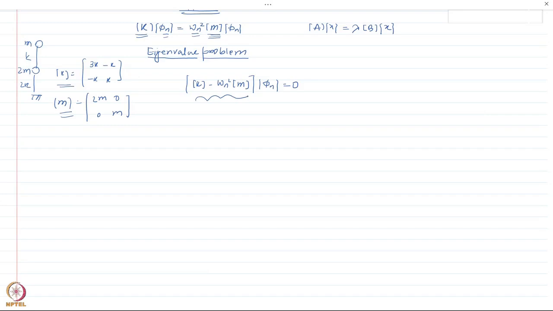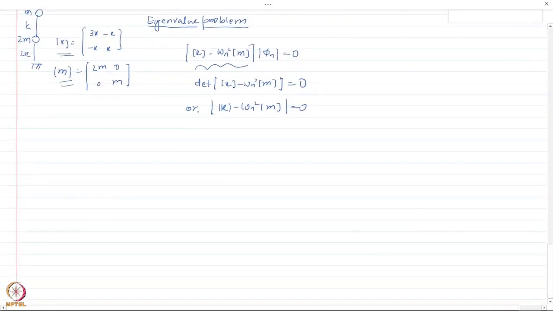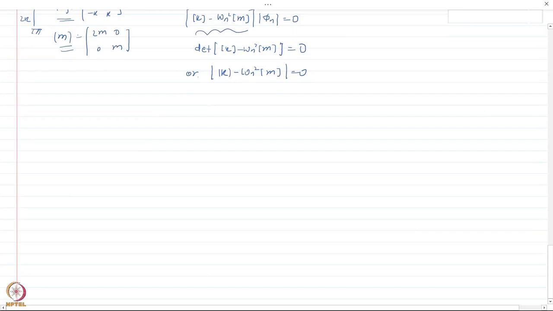So for a non-trivial solution, we need to have this equal to 0, or specifically not this actually, but the determinant of the coefficient of the phi n vector is equal to 0. So you can either write the determinant of this, or you can just use it in this form, equal to 0. This is how we get the solution to an eigenvalue problem. Now let us say these are n homogeneous equations. Remember the constant here is omega n square, not omega n.